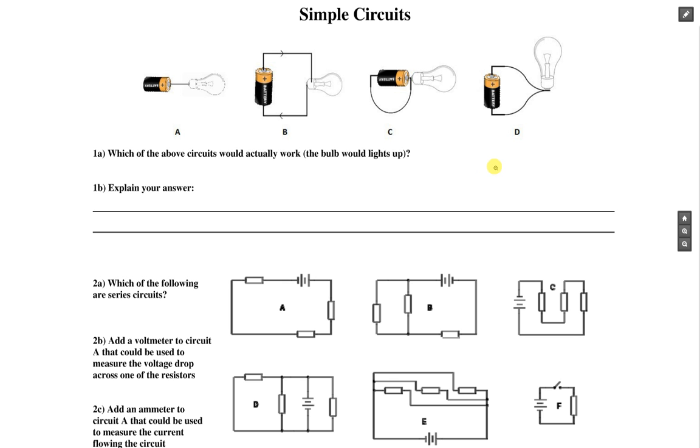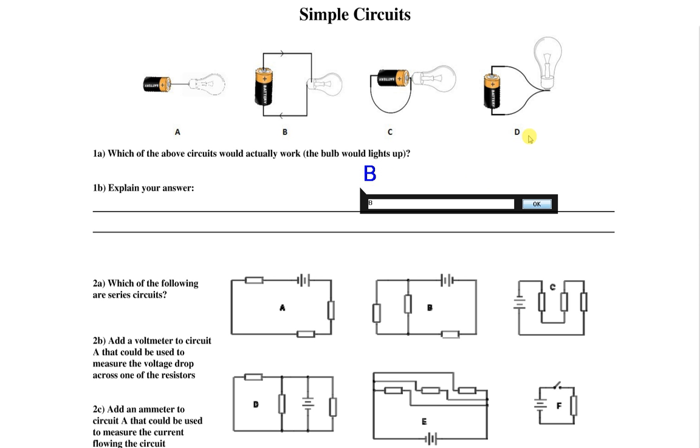Okay, in this video we're going to go through some very basic questions on simple circuits. So starting with question 1a, which of the above circuits would actually work, which means the bulb would light up? So A, B, C or D? The answer here is B.